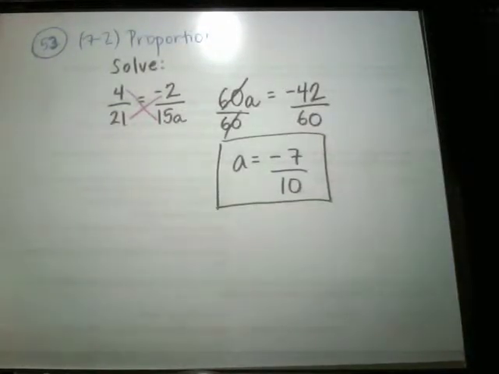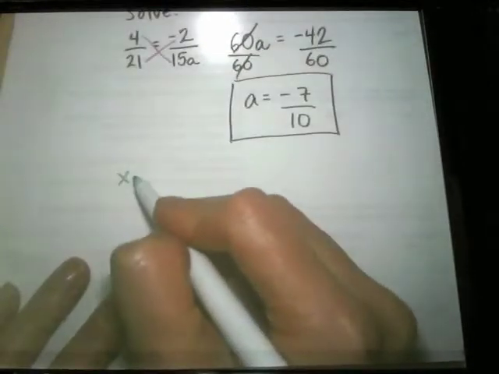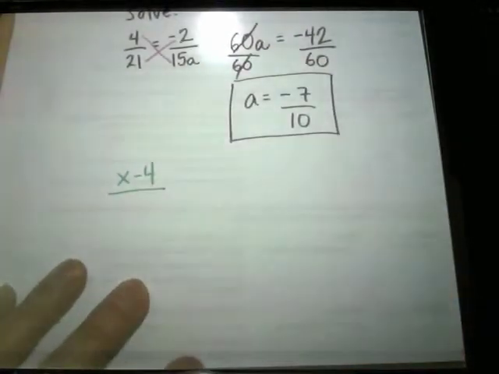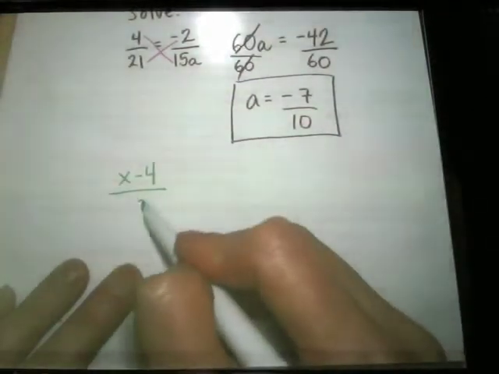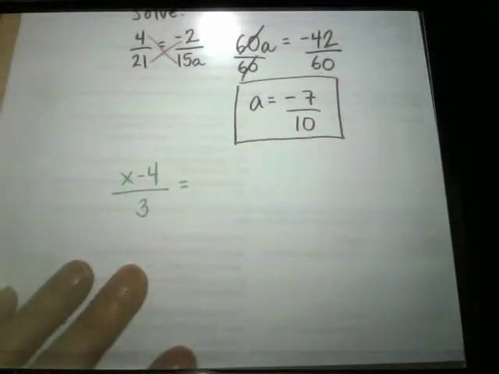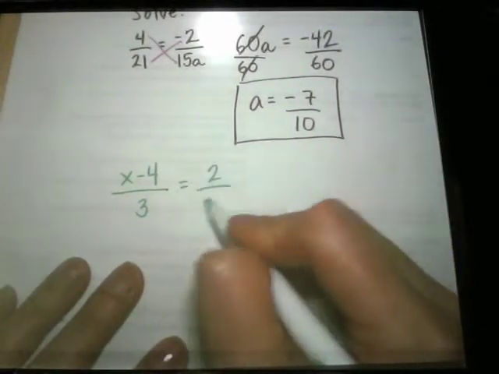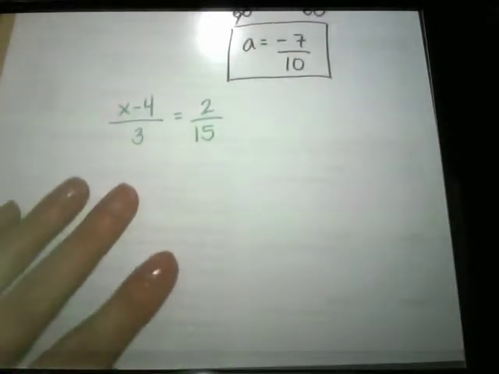Now, surely that's too easy for you. How do we make it 8th grade level work? We throw in some binomials. But again, this still should not be very hard. This should be a break from the real difficult stuff. So let's start another example. X minus 4 over 3 equals 2 over 15.